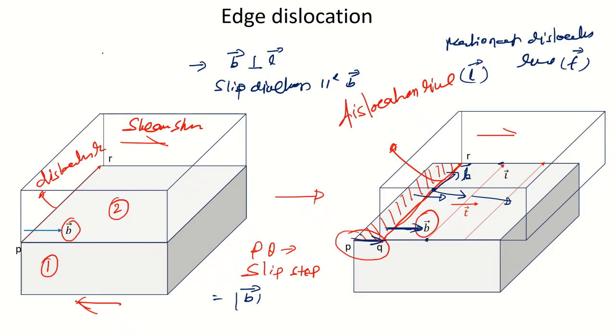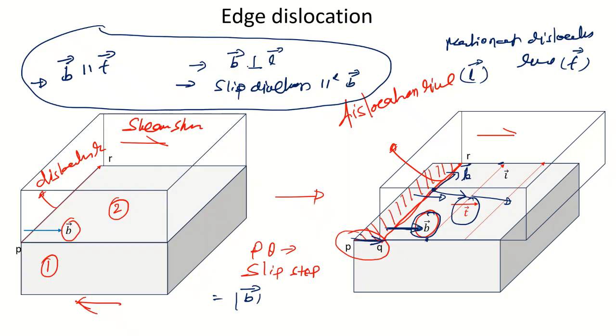So the relationship between the motion of the dislocation, the Burgers vector and the dislocation line: the Burgers vector is B and the motion of the dislocation line is T. So both are parallel to each other. These are the three important concepts you have to remember for edge dislocations. And this is the first plane, this second plane, these are the extra half planes.